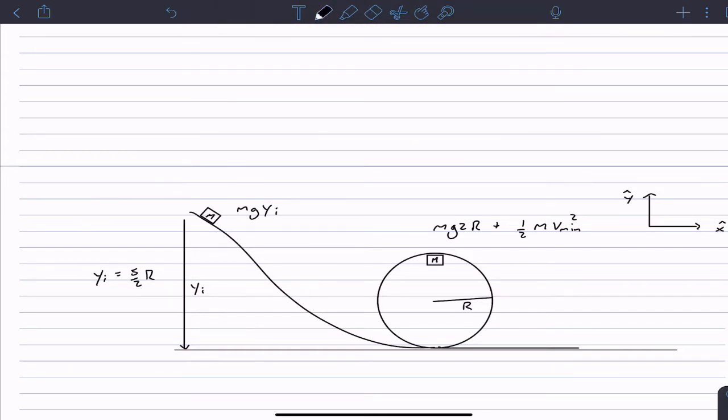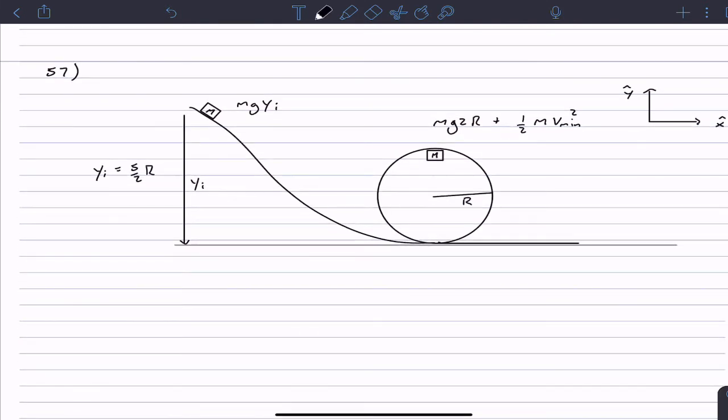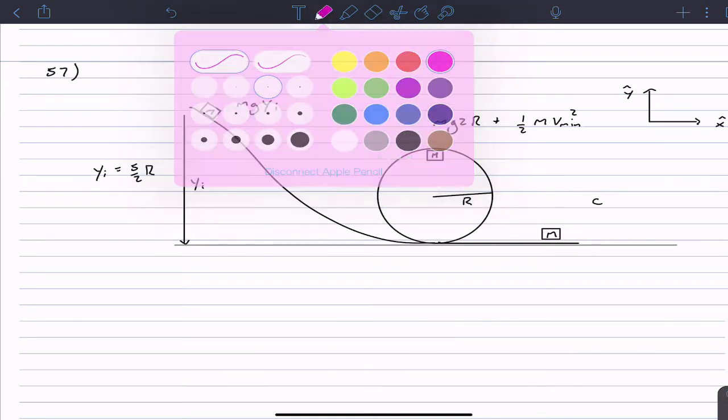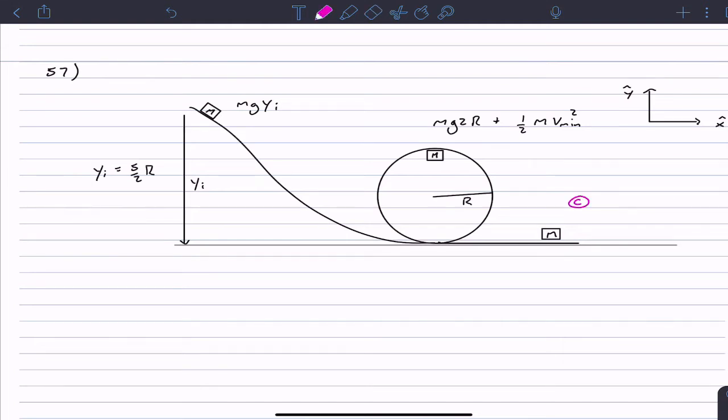And the other difference is that at the end of the track, we have friction. So this car is going to roll through the loop, and then it's going to come to a stop because of the friction. We'll just call this part C. So this is C, this is B, and this is A.